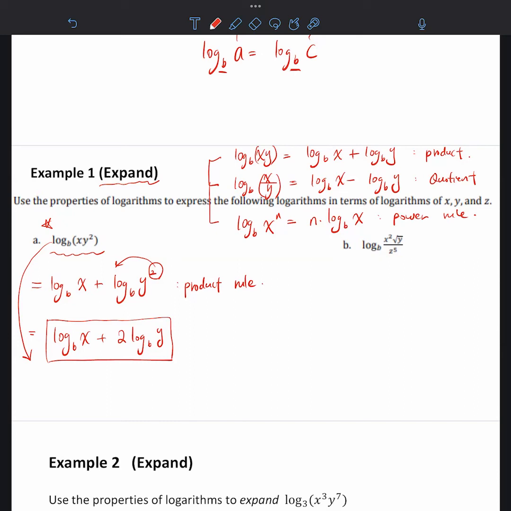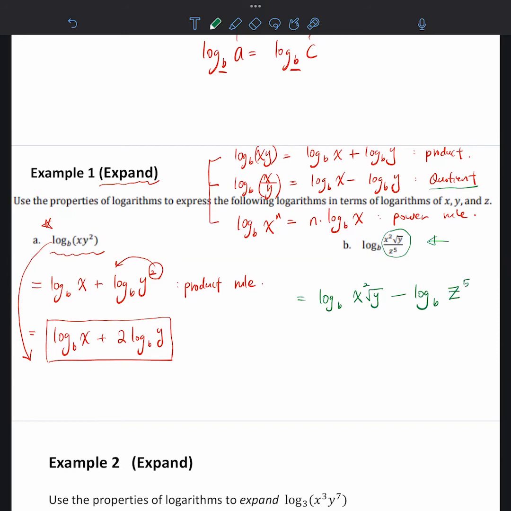So likewise, I want to expand the second question. So this is, check it out, a fraction form. If you want to expand the fraction according to the log, you can do that by subtraction. Do you remember the quotient rule? So step by step, log base b, right? And then x to the second radical y, right? That's the numerator, minus log base b of z to the fifth, the denominator.